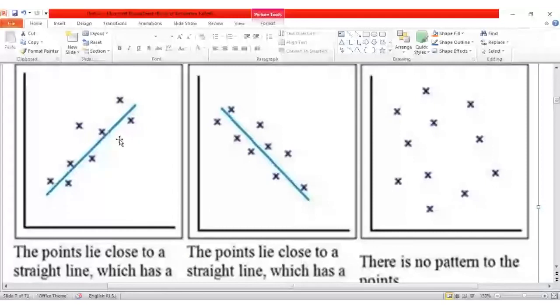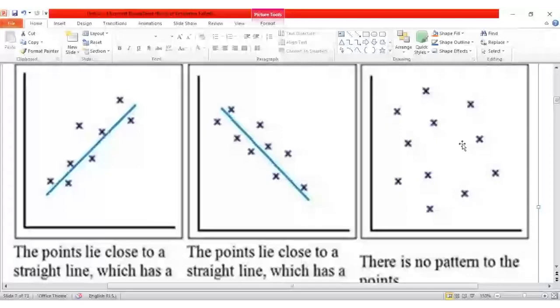In the second diagram, when x values are increasing on the right side, the y values are going downside. So an increase in x implies a decrease in y. So in the second diagram, there is a negative correlation. And in the third diagram, we can't say that any kind of trend is there. So in the third, there is no correlation.